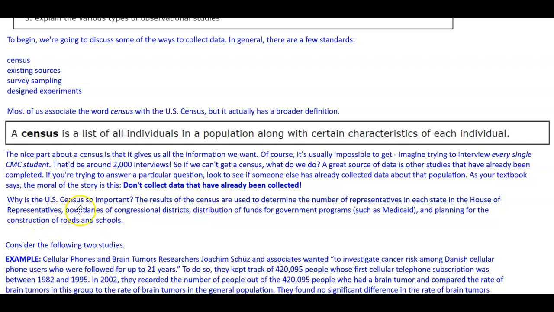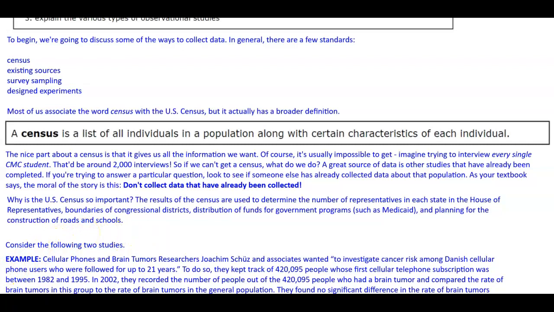Now, why is the U.S. Census so important? The results of the census are used to determine the number of representatives in each state in the House of Representatives, boundaries of congressional districts, distribution of funds for government programs such as Medicaid, and planning for the construction of roads and schools.